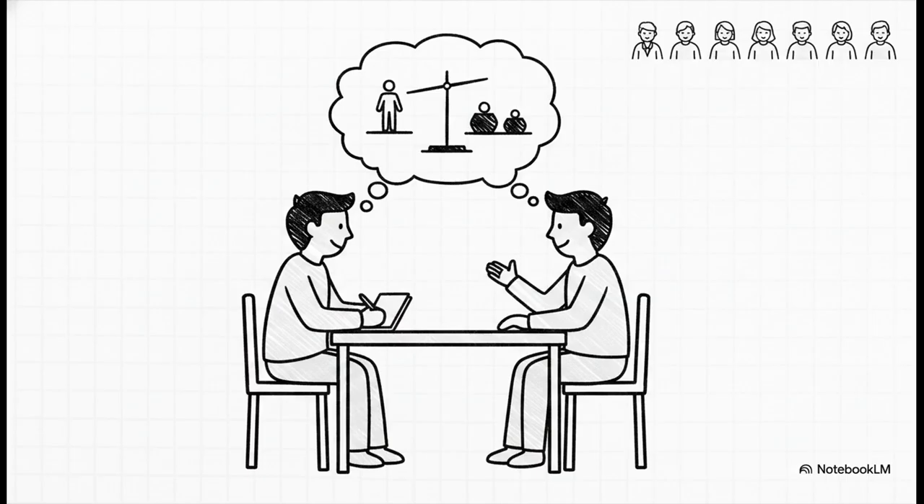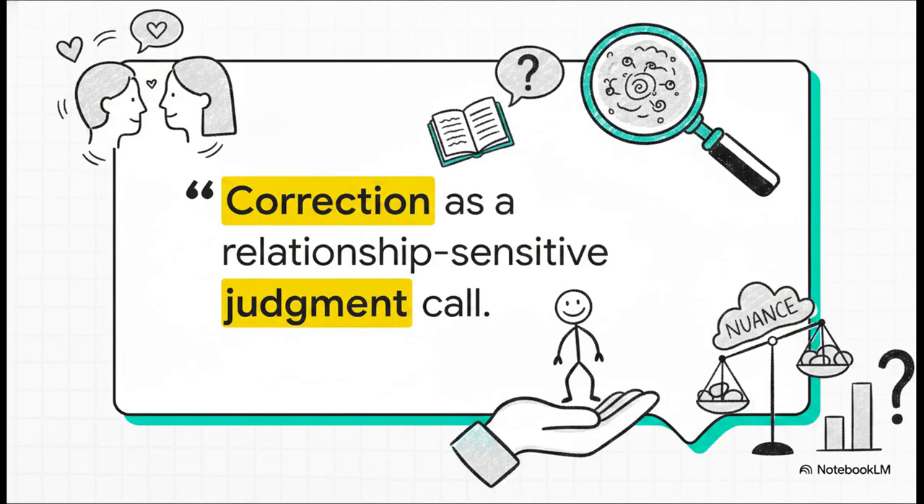We purposefully sample 8 experienced teachers from different contexts. We sit down for 45-minute semi-structured interviews, and we ask them to walk us through recent moments when they deliberately decided not to correct an error. After transcribing and openly coding all of that data, a totally fascinating theme emerges. We don't find a strict grammatical rulebook that they all follow. Instead, we find a theme we name correction as a relationship-sensitive judgment call. We discovered that these teachers are constantly reading a student's emotional state in the moment, literally prioritizing confidence over accuracy if a student is feeling vulnerable.